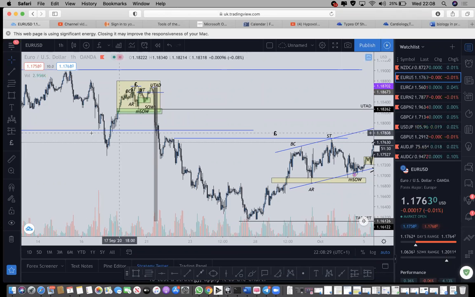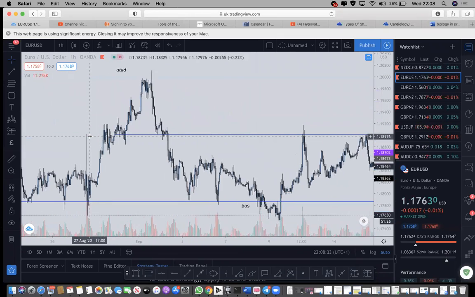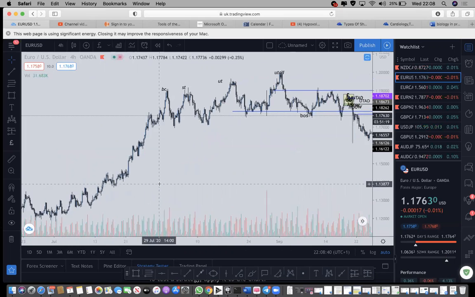Any more questions, guys? We're doing one more example. We're doing more examples as far as I can see. I have a UTAD here. I think I saw a schematic. Oh, yeah.